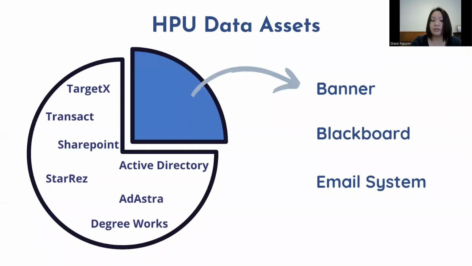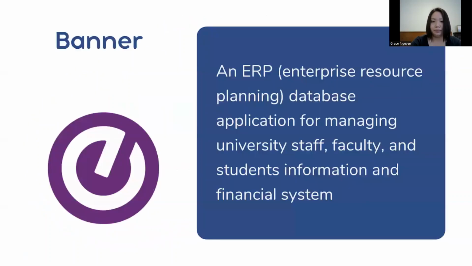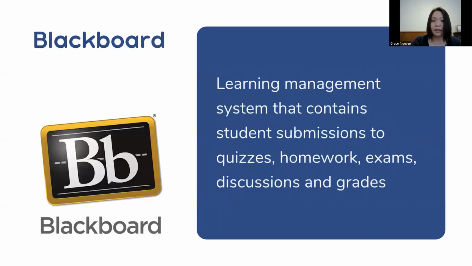Of all the 22 data assets at HPU, our group decided to focus on 3 in the application layer, which are Banner, Blackboard, and the email system. Banner is an enterprise resource planning database application for managing university staff, faculty, and students' information and financial system.